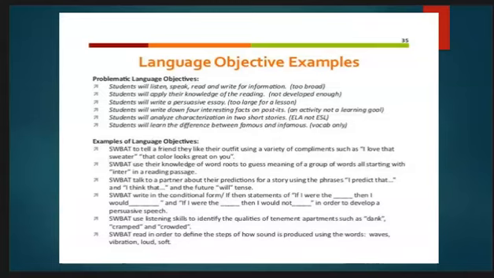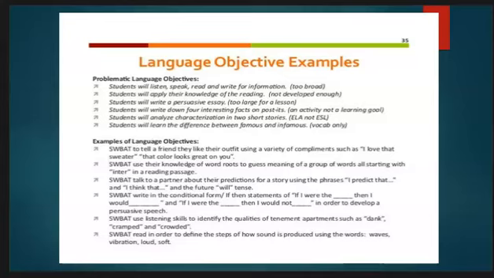We'll look at a few examples of some good and bad language objectives. I won't read them all here, but we'll go through a few of them. So some of the more problematic ones. Students will listen, speak, read, and write for information. Well, it's far too broad. Students will apply their knowledge of the reading. Again, this is not developed enough. What would it mean to apply their knowledge of the reading? What will that look like? How will we know what they have learned?